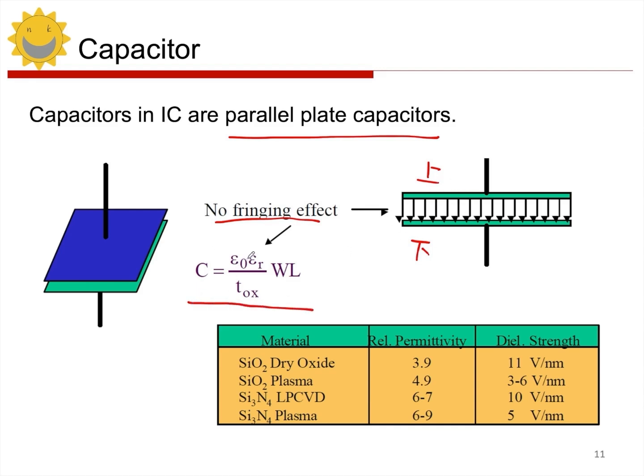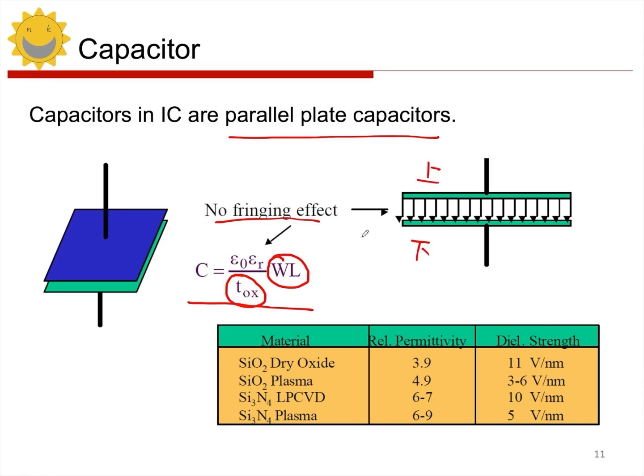C equals the vacuum permittivity multiplied by the relative permittivity of the medium, and then multiplied by the width and length of the plate. This means that this is the area of the plate, right? Then divide it by the thickness of the dielectric layer. This is the size of the capacitor.